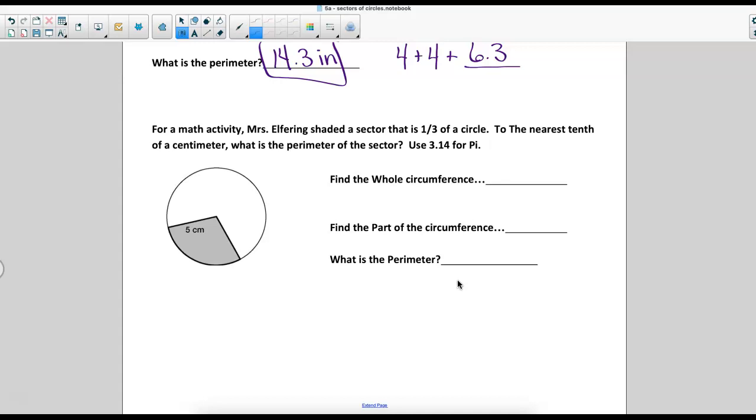Feel like you got an answer? What's the perimeter? What'd you get for this final answer? Tanner? 20.5. And it would be centimeters. Agreed? Yes, no, maybe. Okay, let's work it out. Because some of you are looking at me like, that's not what I got.